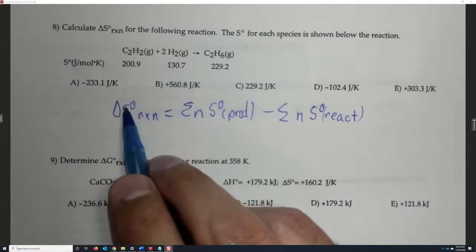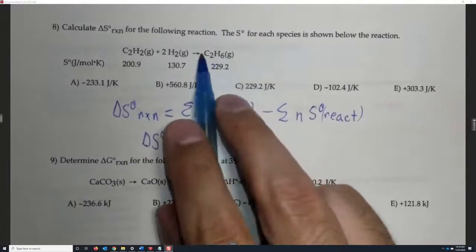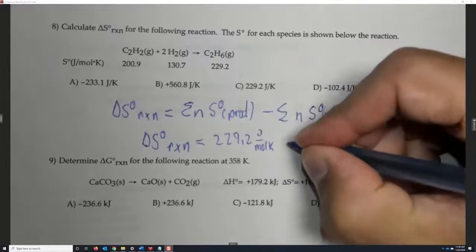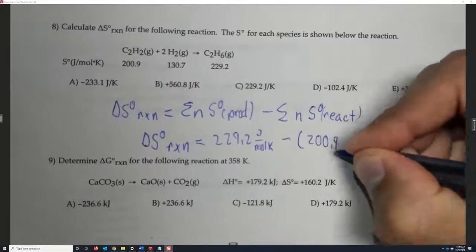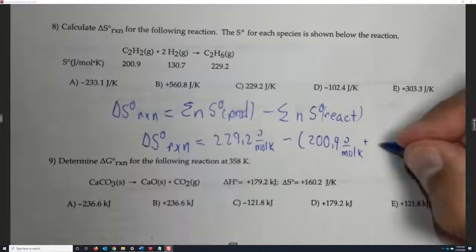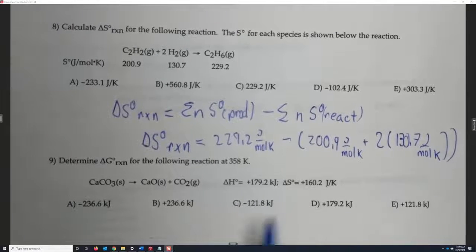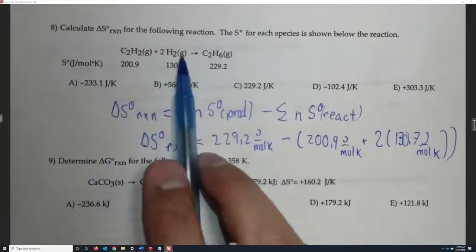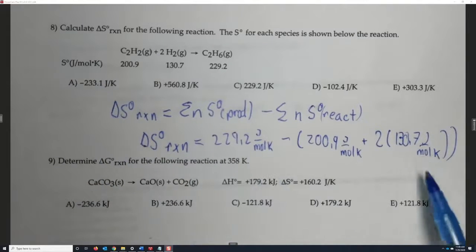So for this particular question, the entropy of the reaction is, the first product is this one, and there's only one of them, so we put in 229.2 joules per mole K, minus the first reactant, this one, and there's only one of them, 200.9 joules per mole K, plus this one, and there's two of them, 2 times 130.7 joules per mole K. And for those of you who have taken General Chemistry 1 recently, you'll remember that the delta H, and it turns out the delta G as well, for elements is 0, but the entropy is not 0. Okay, so that's basically how we do this.